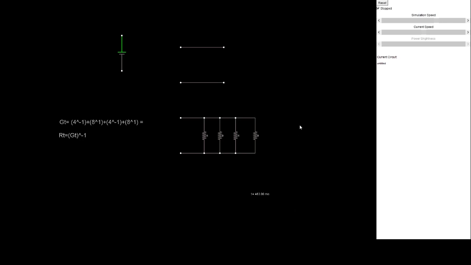Okay, so this is take 1, and this is my practice of resistors in parallel. It consists of 2 resistors with a value of 4 ohms and 2 resistors with a value of 8 ohms, all in parallel.